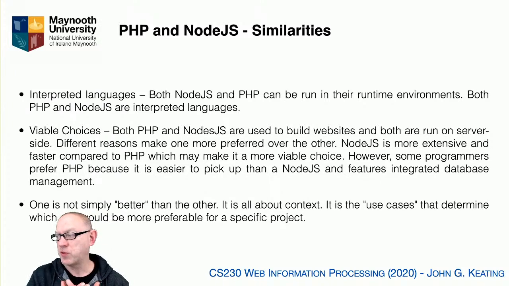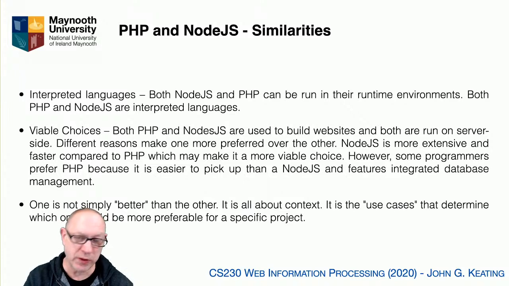Different reasons make one more preferable to the other. Node.js is more extensive and faster compared to PHP. That may make it a bit more of a viable choice for certain examples. Some programmers prefer PHP because it's easier to pick up than Node.js, and it features integrated database management. Sometimes it's a bit easier with PHP. You may find it's not. It depends on the developer, really. But the point we need to know is that one is not simply better than the other. It's all about the context, the use cases that determine which one is more preferable for a specific project.